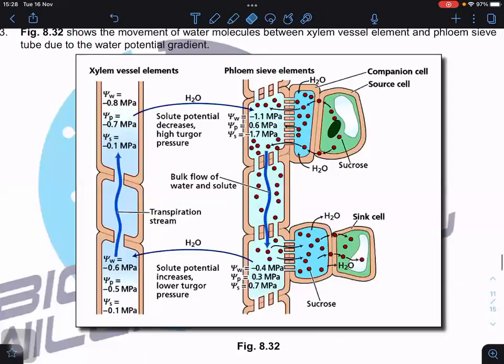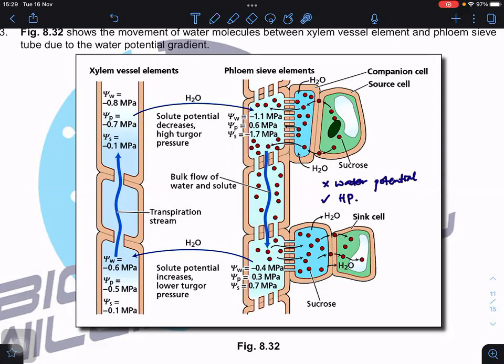If you look at this diagram, there's something special. The water potential at the source is negative 1.1. The water potential at the sink is negative 0.4. So actually the water potential at the sink is higher than at the source, but the movement of water and solute is against the water potential gradient. So the movement is not caused by the water potential gradient. If it were, it would move out, right? But this moved down. So it's due to what? Due to the hydrostatic pressure gradient.